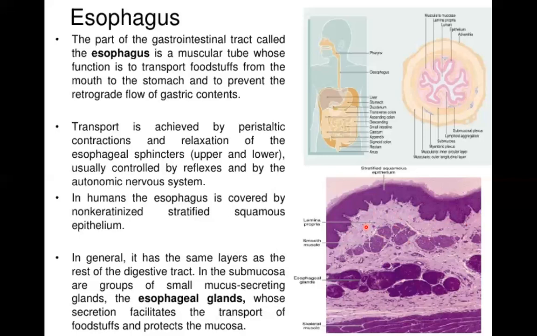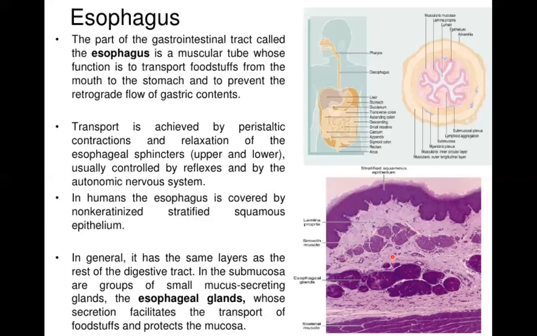Then the muscularis mucosa of the mucosal layer. Here also it has a characteristic feature of being a single layer. I have accustomed you that the muscularis mucosa consists of an inner circular and an outer longitudinal layer. Here it consists only of a single longitudinal layer. This is the muscularis mucosa, the last layer of the mucosal layer of the esophagus.